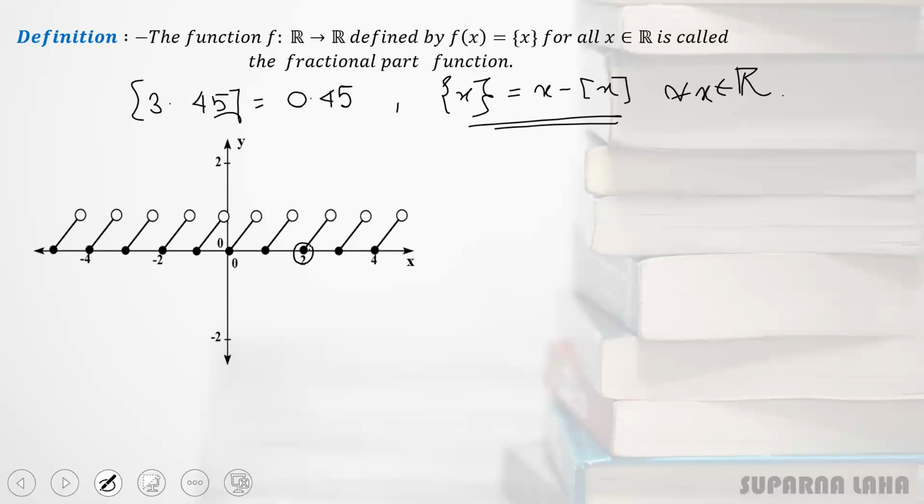Again at 3, it will take 0. Right? Since if we write down 3, it means 3.00. So the fractional part we will write as what? What is the fractional part? The fractional part is 0. Clear? So this is the fractional part function, and we will define this function by second bracket of x.